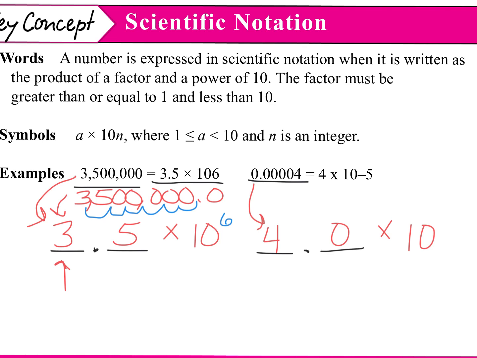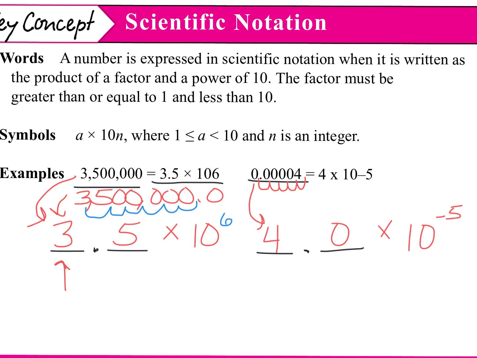Which direction do I need to move the decimal? Left. So we go 1, 2, 3, 4, sorry, 5. But that's in the negative. Now let me explain the powers here. If it's positive, we are moving this decimal in the positive direction to get us back to our original number. That's why we want positive. You can also think that if it's positive, it gets me a bigger number.